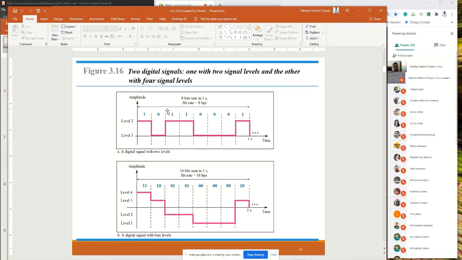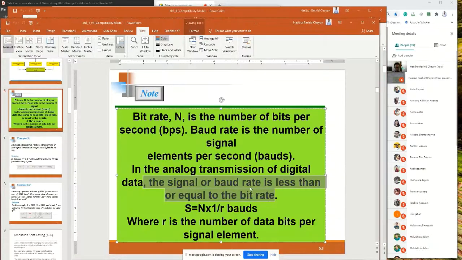What are S and N here? S and N, equal or less? Here in this case, the first case, they're equal, right? Here the value of S and N both are 8. How about here? The baud is 8 and the bit rate is 16. That means the baud rate is less than the bit rate, right? So that is the proof.